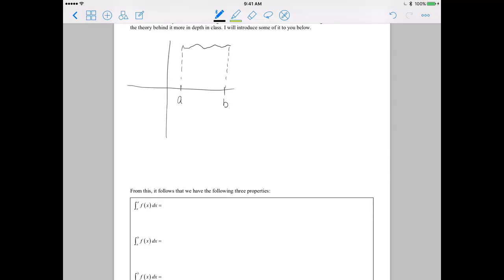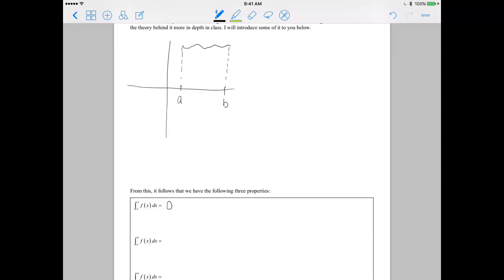Well, if I just try to find the area from a to a, I haven't really gone anywhere on the x-axis, and so I haven't accumulated any area if I just travel on the x-axis from point a to point a. So because of that, anytime we have an integral that has the same bounds as the lower bound and the upper bound, the answer is automatically going to be 0. So that's the first thing that you should know: anytime the bounds are the same, we just say that the integral is equal to 0.